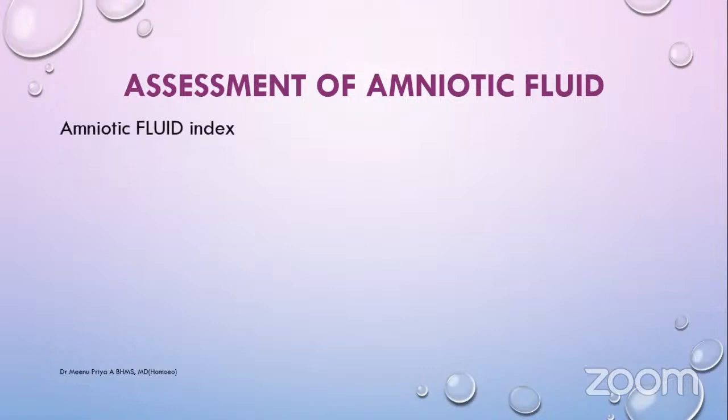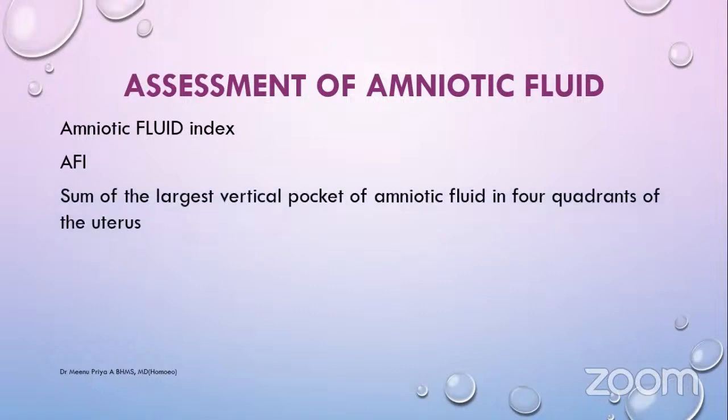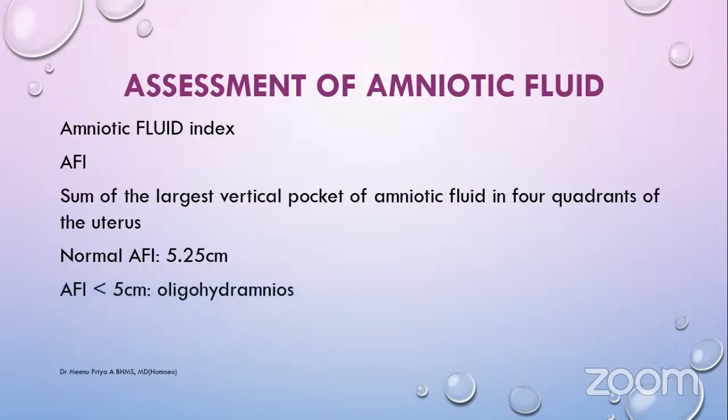So amniotic fluid index. AFI is one thing which is used to assess amniotic fluid. AFI is the sum of the largest vertical pocket of amniotic fluid in 4 quadrants of the uterus. So normal AFI is 5 to 25 centimeter. But AFI less than 5 centimeter indicates oligohydramnios. Oligohydramnios is a condition where there is less amniotic fluid.